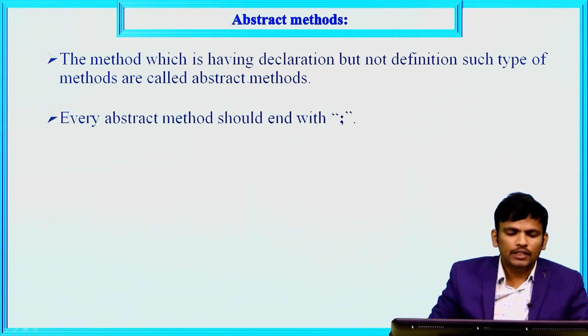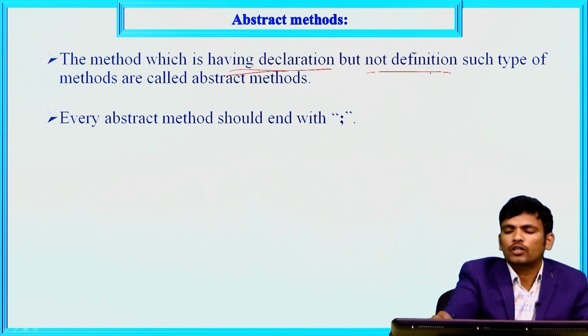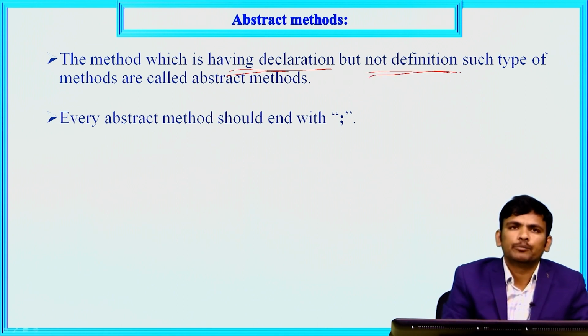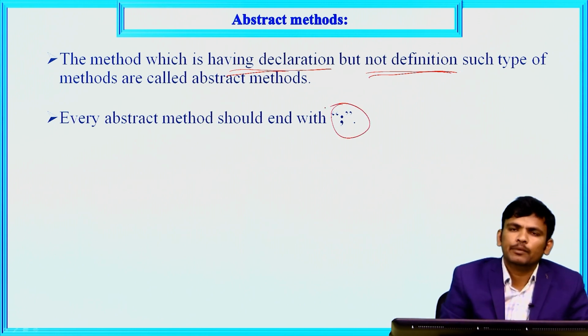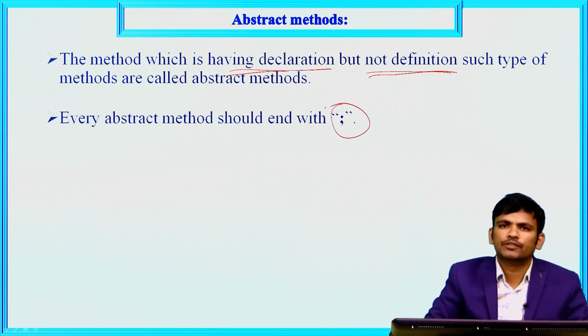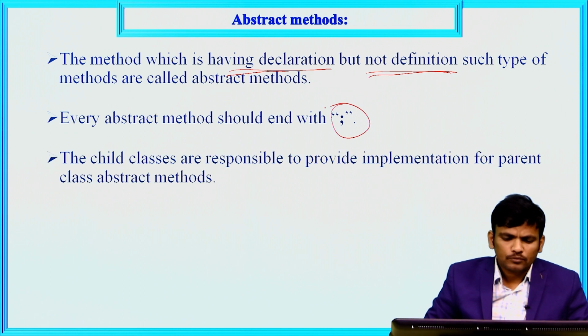A method which has the declaration but not a definition is an abstract method. And every abstract method must end with a semicolon, the statement termination. As we know, in programming, if you want to terminate any statement, we compulsorily use a semicolon. So using a semicolon, we terminate the abstract method. And in an abstract method, we must use the abstract modifier. Without the abstract modifier, the compiler will throw a compile time error.